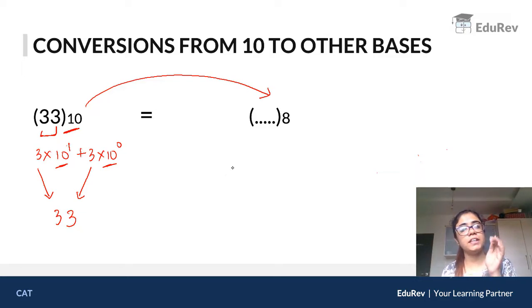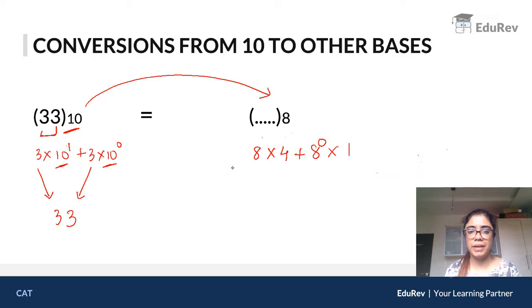So the numbers defined are only 0 to 7. After 7 there is no number defined. So what do we do? See, if I ask you, which is the number closest to 33 which is divisible by 8? In the table of 8, the closest value to 33 is 32, which is 8 fours. So I will write this as 8 into 4. This gives me a 32 but I want a 33. So I need one more. So what will I do? I will write this as 8 raised to 0 into 1. This will be 8 raised to 1.